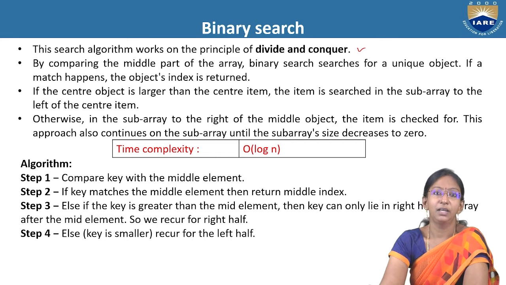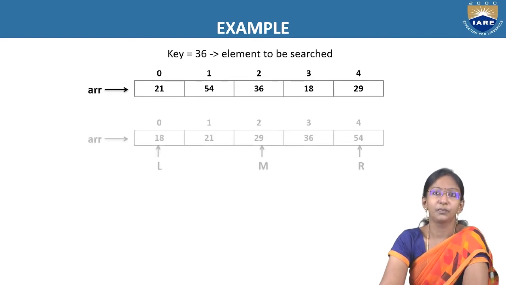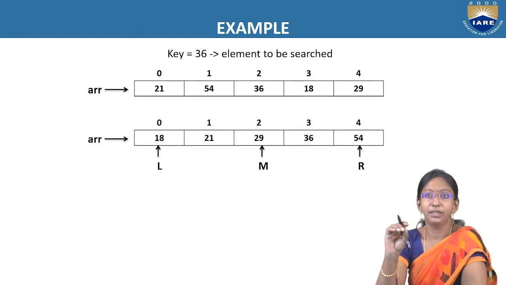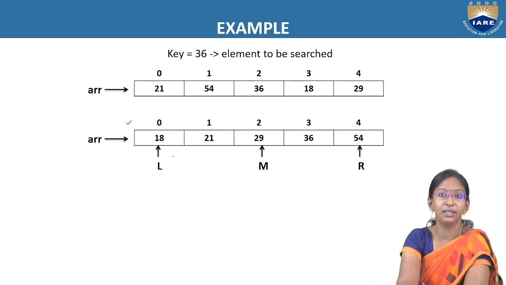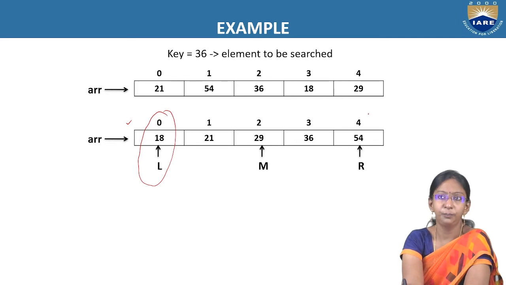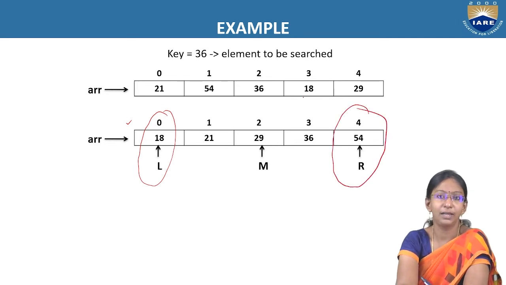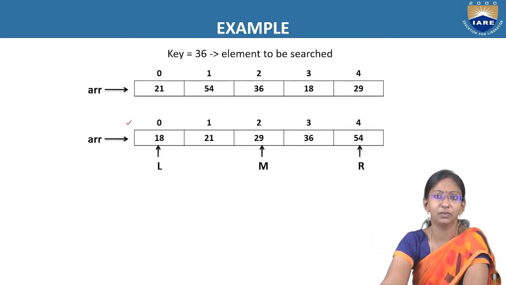Have a look at this one. 36 is the element which I'm searching for. First of all, I'm going to sort the list. So this is the sorted list, and now I have assigned the pointers. Left is the pointer which is going to point to the least index, and R is the pointer which is going to hold the larger index. Half of that, the middle, will be pointed by M. Very good. So the three variables are pointing to three different index values.